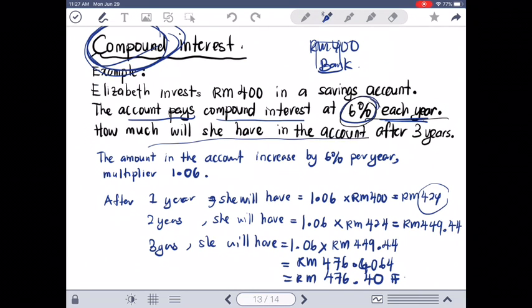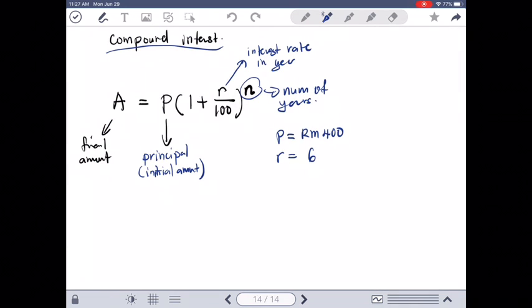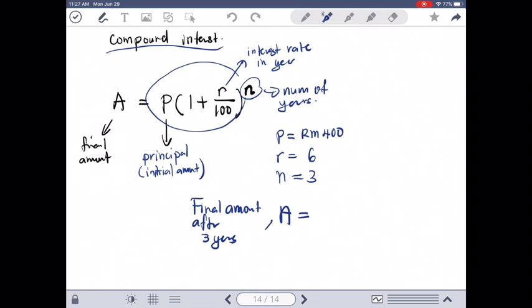And how much will she have in the account after 3 years? Which means that our N is 3. So the final amount after 3 years, noted by the letter A, just equals to, just follow the formula here.